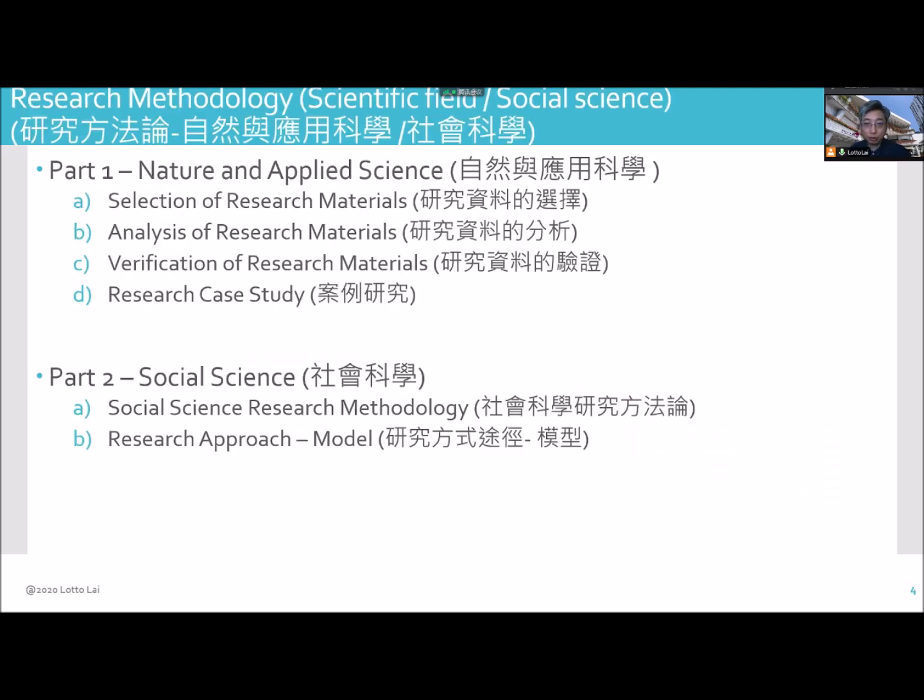There are two parts. The first part is research methods using natural and applied science. It separates into selection of research material, analysis of the research material, and validation of your research material. At the end, the research case study.